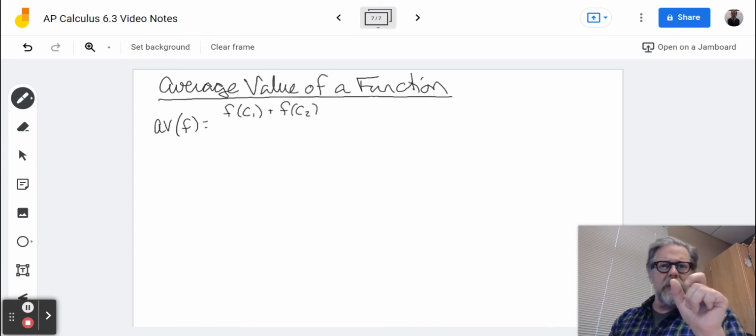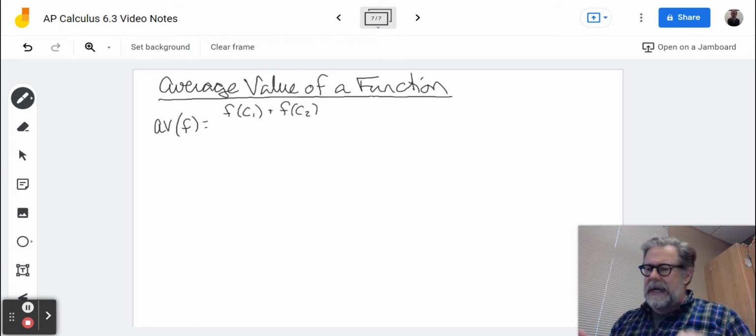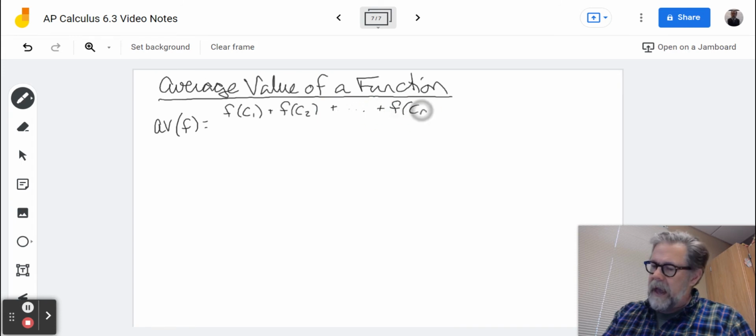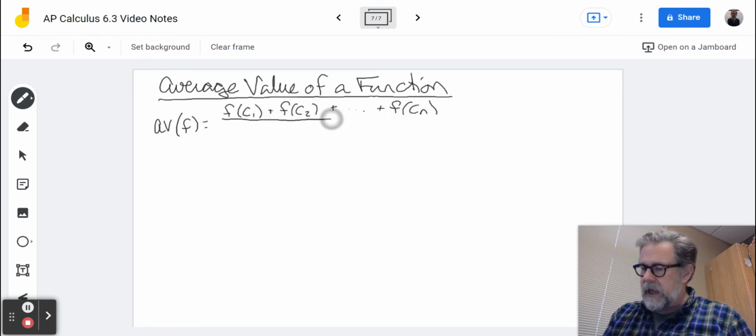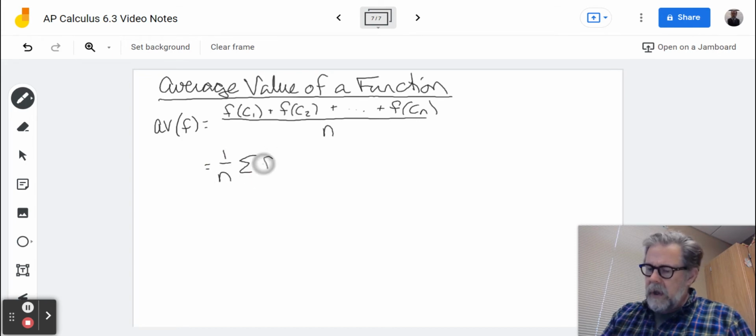Inside that rectangle that we created, we've chosen some value of x to use as the height of that rectangle. And we would add these all together. And once we had added them all together, we would just then divide by the number of rectangles. Well, factoring out the number of rectangles, that's 1 over n times the sum of all the f of c sub k's from k equals 1 to n.